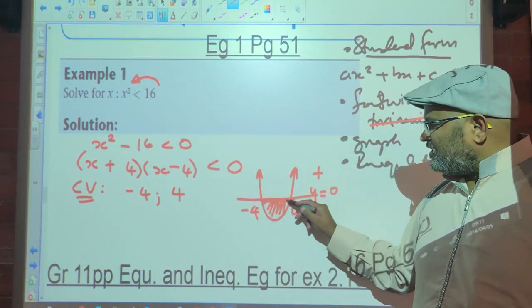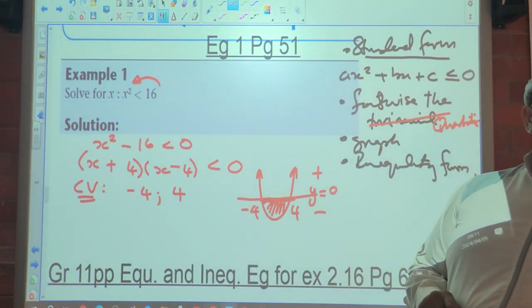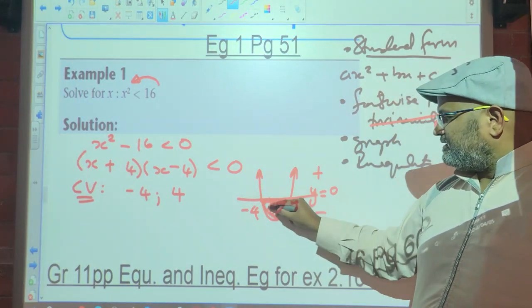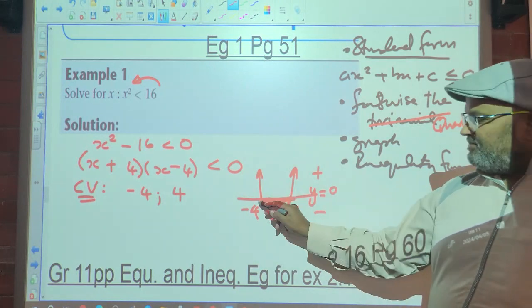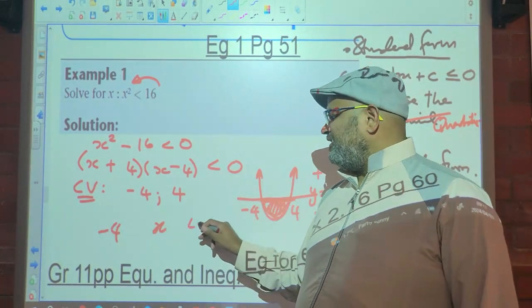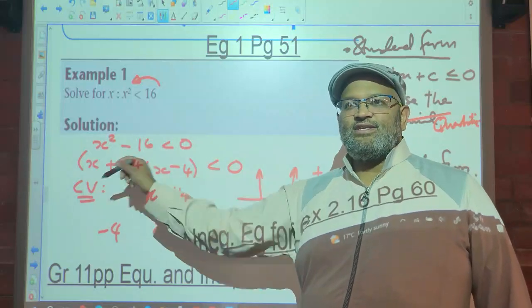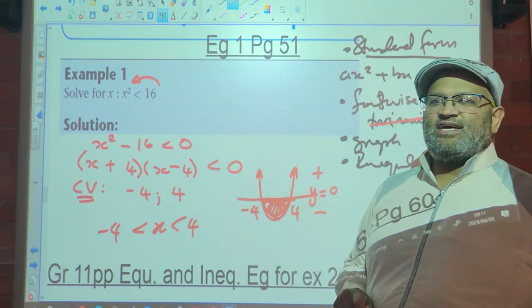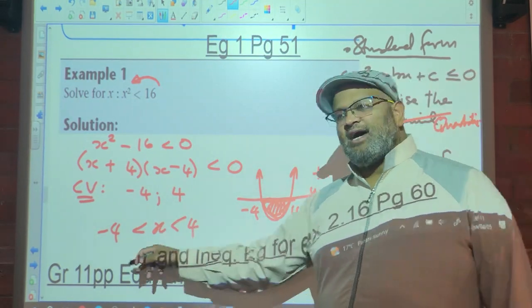So the question was, is this a continuous or break-in solution? Continuous. It's from one point to the other point. There's no break here. Can you see that? So it's from negative 4 to 4. That's x, negative 4 and 4. We always put the smaller one on that side. Then the inequality will always be written in that direction. You don't write it the other way around.